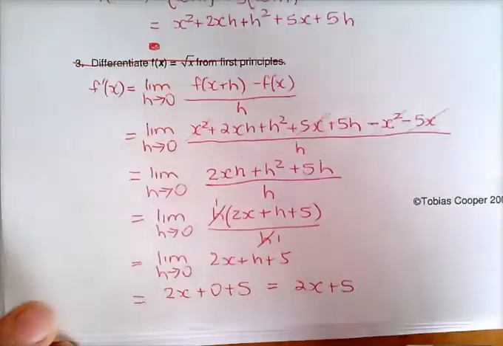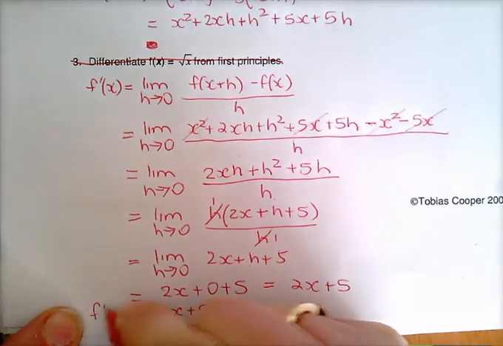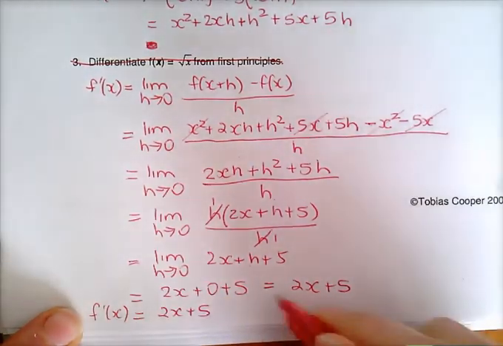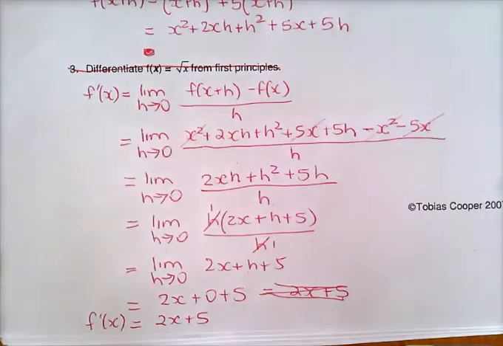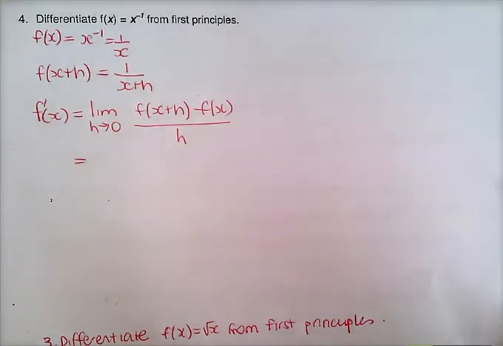So therefore, I'll just put it down here. So therefore the gradient function f dashed x is 2x plus 5. Okay? We'll now go to question 3. Actually, I'll go up to question 4 first.